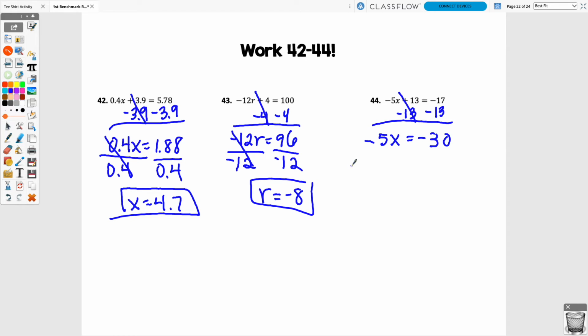All right, and then my last step to get that x by itself. Divide by negative 5. Good. All right, Addison, so what do I get when I divide negative 30 by negative 5? 6. Yes, x should equal positive 6. All right, we okay on those three?